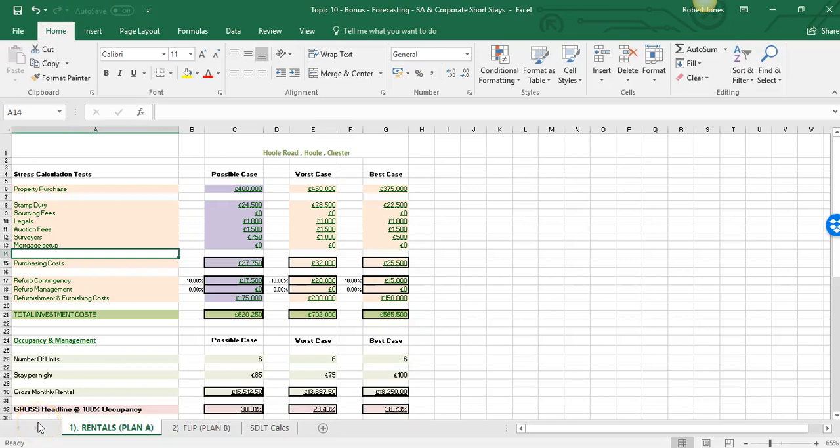Hello and welcome. Next up we're going to be looking at how to forecast a serviced accommodation property or a corporate short stay type accommodation. Now this sheet is a bit of a hybrid between a traditional rental model and also kind of a HMO model, because serviced accommodation and corporate stays aren't necessarily a particular type of property.